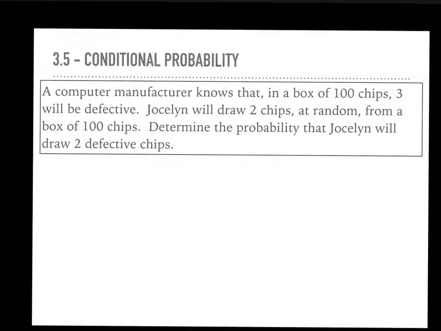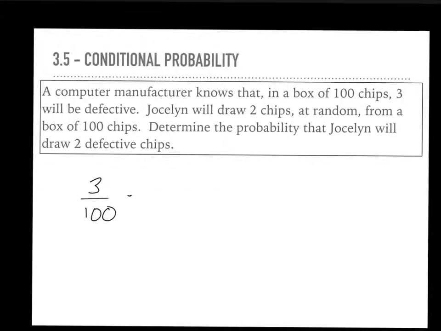Now we would say that the second chip depends on the first, because once we draw the first chip, there's going to be fewer chips in the total. So the first chip, it's like out of 100, okay, how many of those are defective? 3, you're right. 3 chips will be defective, so it's 3 out of 100.